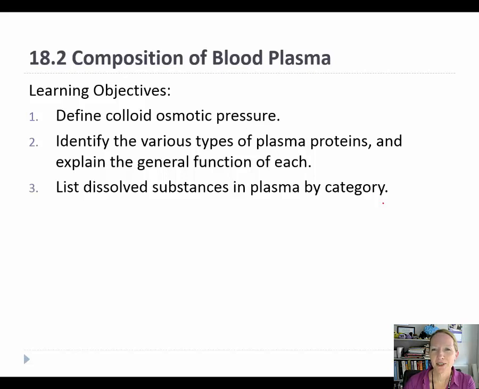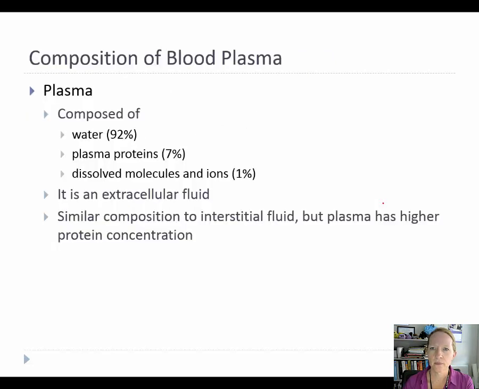Hi everyone, let's go ahead and take a look at section 2 of chapter 18, focusing on blood plasma. We're going to talk about the functions of plasma and all the different components of plasma, and of course what those components are responsible for as well.